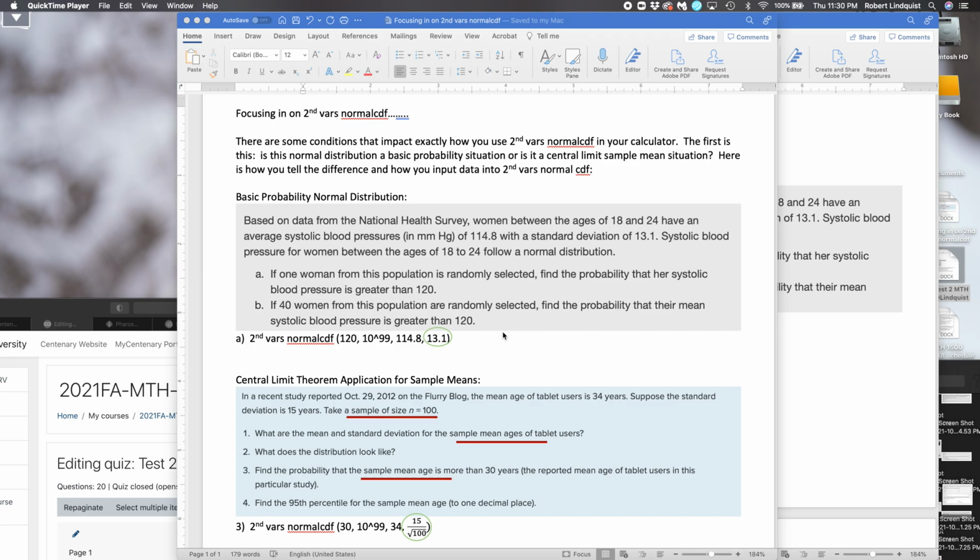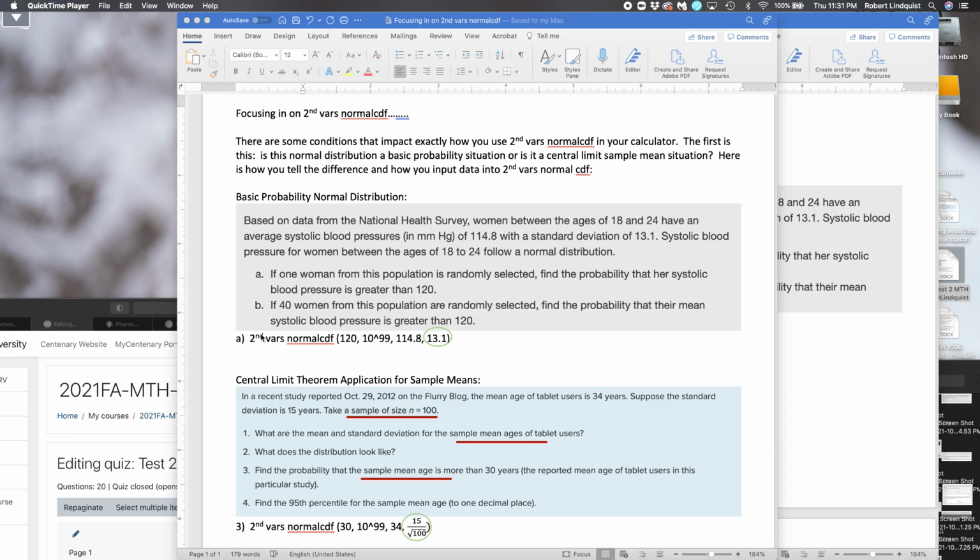Okay, so there's a big difference between A and B. In letter B, you see it says find the probability that their mean systolic blood pressure. That is an application of the central limit theorem. I don't want to consider B right now. I only want to consider A. That's why I come over here and I put A down.